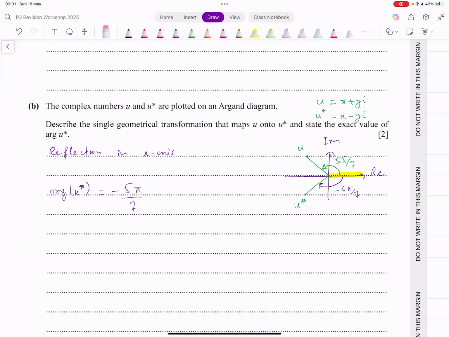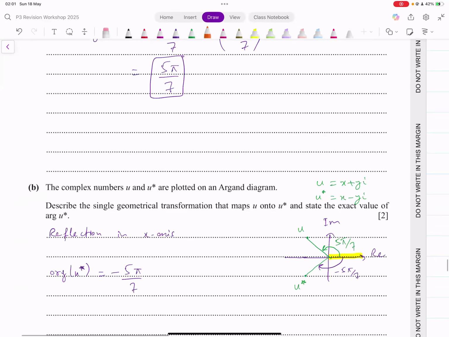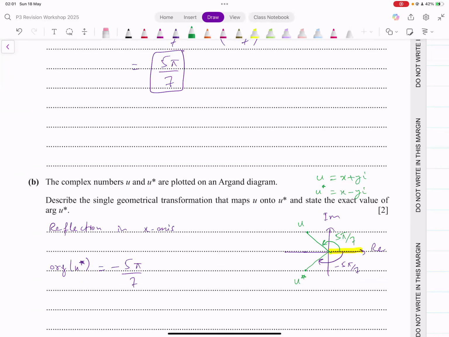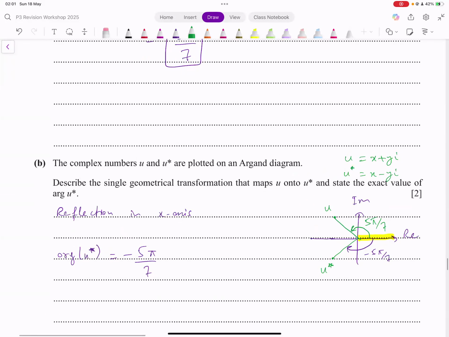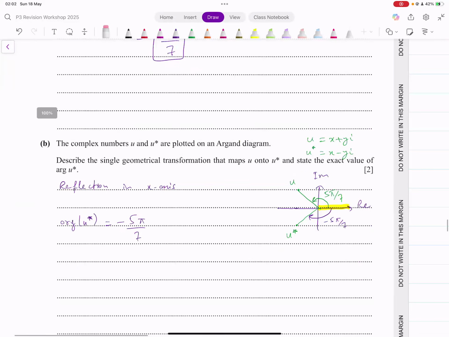So if the argument of u in this case was 5 pi over 7, that's in the second quadrant here, right? 5 pi over 7, that's greater than 90 degrees, greater than pi over 2. What about the argument of u conjugate? That will be here, on the negative side. That becomes minus 5 pi over 7. That's the argument of u conjugate, and it's the reflection in the x-axis.